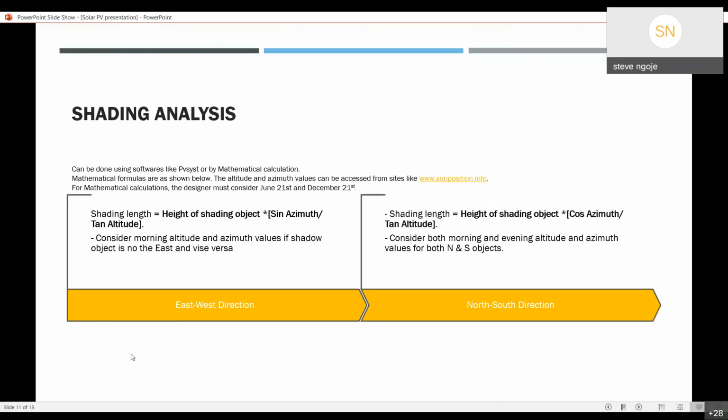The north and south direction shading objects as well. What changes in the formula is that now instead of using a sine, use a cos. Everything else remains. Where you get the information is still the same. There's something that can just help you during your site analysis when you don't have time maybe to do the drawing on the software and all that.